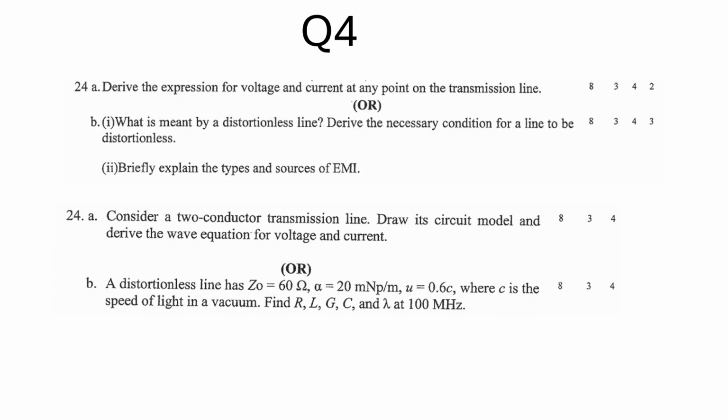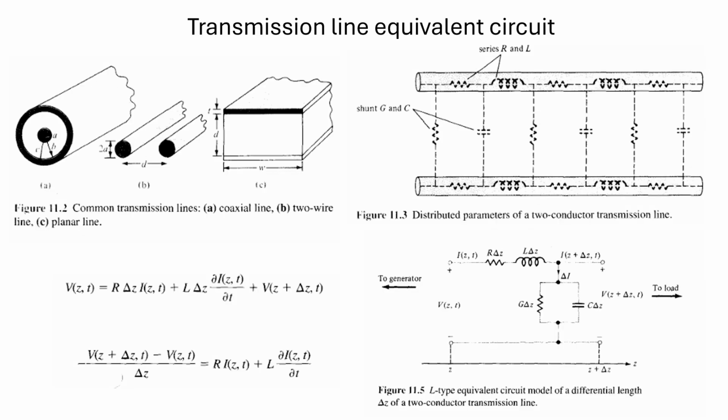Let's take one question from unit 4. So here you can see the derivation of the voltage and current equation in the transmission line, and the distortionless line. Then consider a two conductor transmission line and draw the equivalent circuit. The equivalent circuit for the transmission line is a common question, so we'll see it. So here, these are the different transmission lines. We are going to solve this parallel one, that is the middle one, the two conductor parallel one.